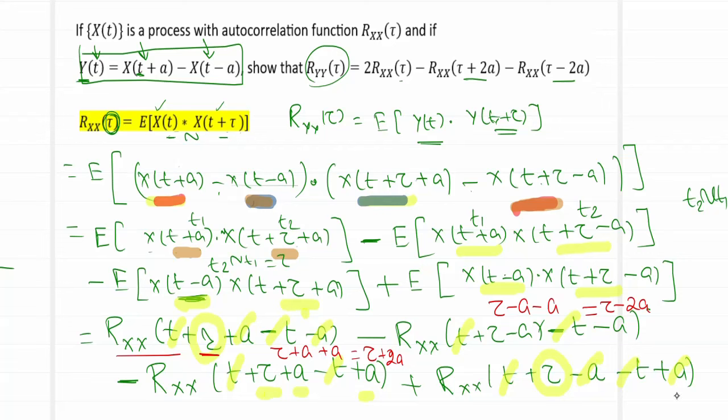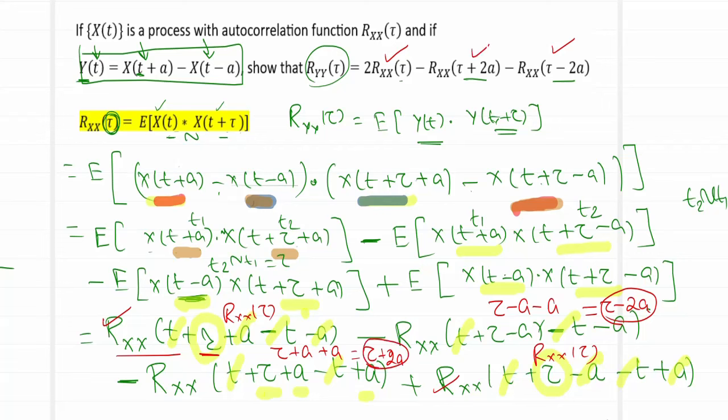So when I go for the expansion, the final answer is arrived at as the first term and the last term combined together, Rxx of tau. So you will have 2 times Rxx of tau. The next term is minus Rxx of tau minus 2a, which is present over here. The next term is minus Rxx of tau plus 2a, which is present over here.